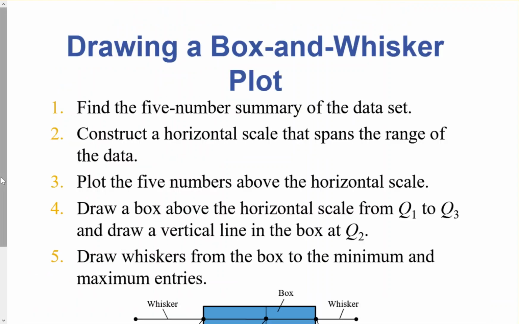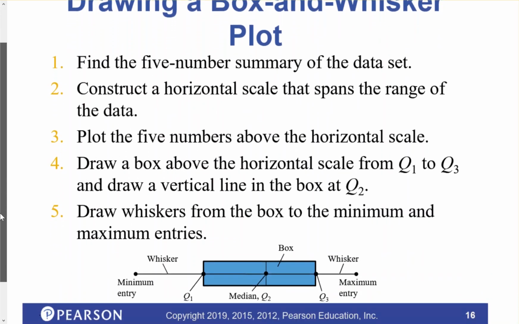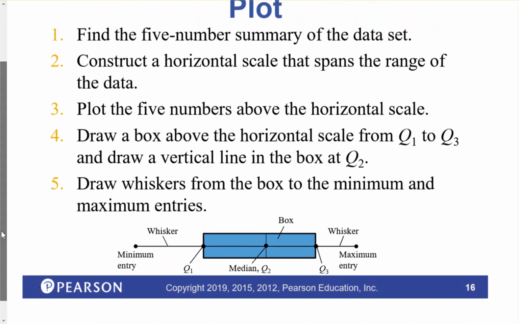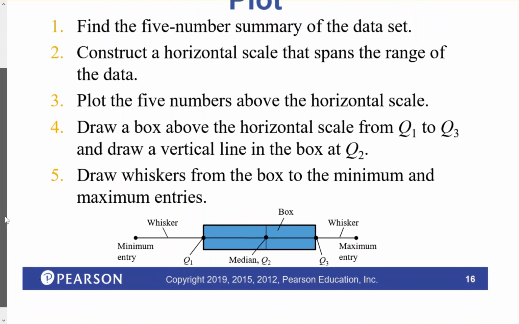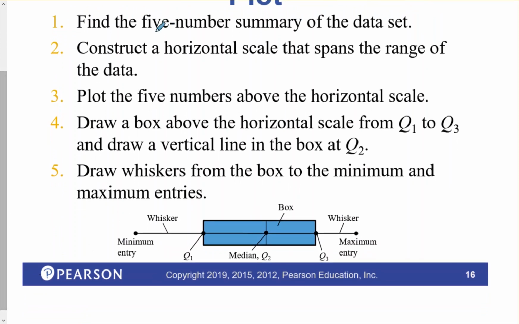Okay, pretty straightforward how we draw the box and whisker. Once you have your 5-number summary, you want to construct a horizontal scale, kind of like a number line, that spans the range of the data. So you must make sure you start from the low end and end up at the high end, from minimum to maximum. You plot the 5 numbers on the number line.